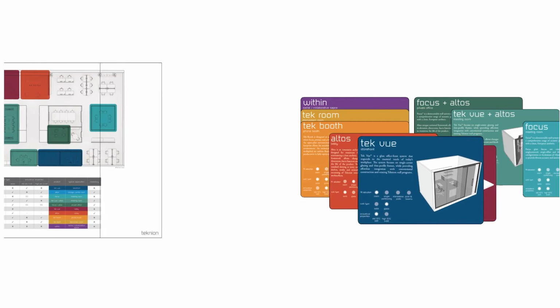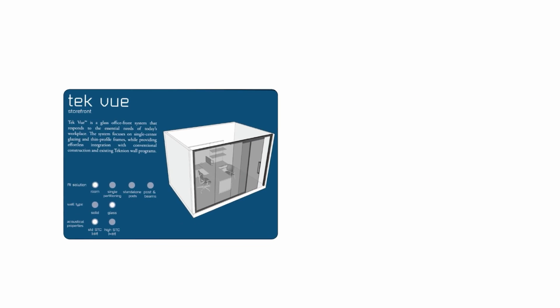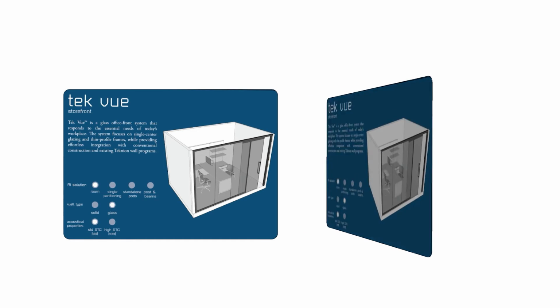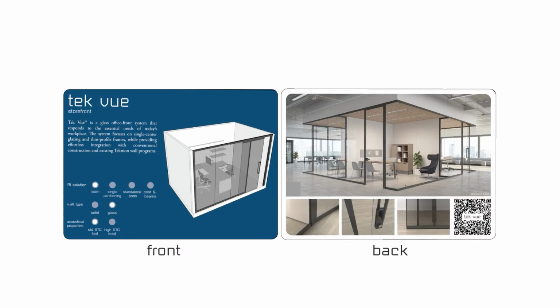After identifying the right AI solution, pick the flashcard to learn more about the product. This serves as a cheat sheet that provides a brief description, properties, isometric view with visuals at the back.